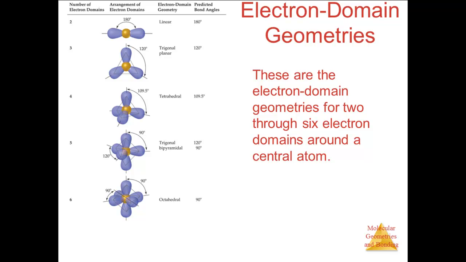5 domains produce a trigonal bipyramid geometry. This has 3 domains in a plane and 2 perpendicular to the plane with 2 distinct angles. The 3 domains in the plane are separated by 120-degree angles, and the 2 perpendicular domains have 90-degree angles with the ones in the plane. With 6 domains, the domains have an octahedral geometry, with domains pointed in opposite directions on the x, y, and z axes, and all angles 90 degrees.